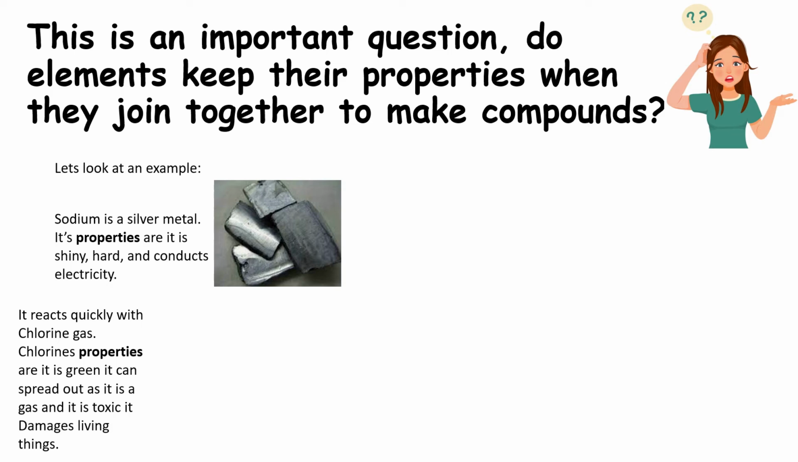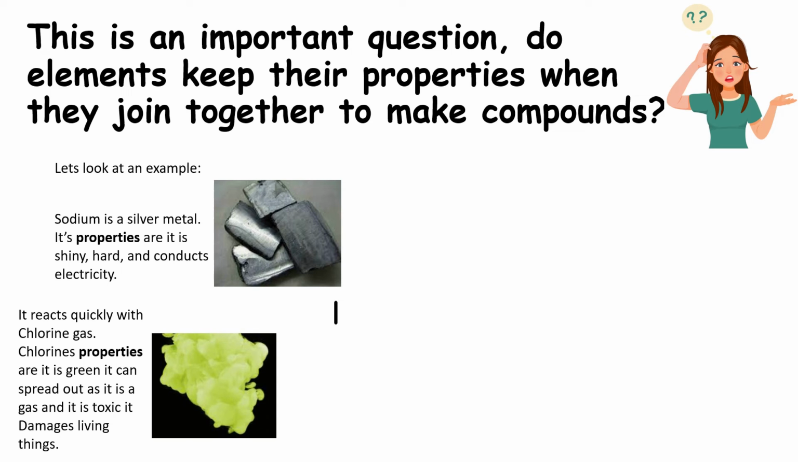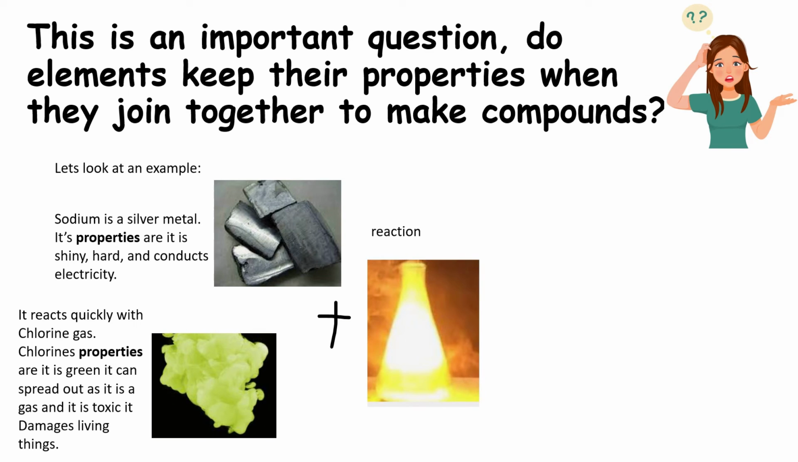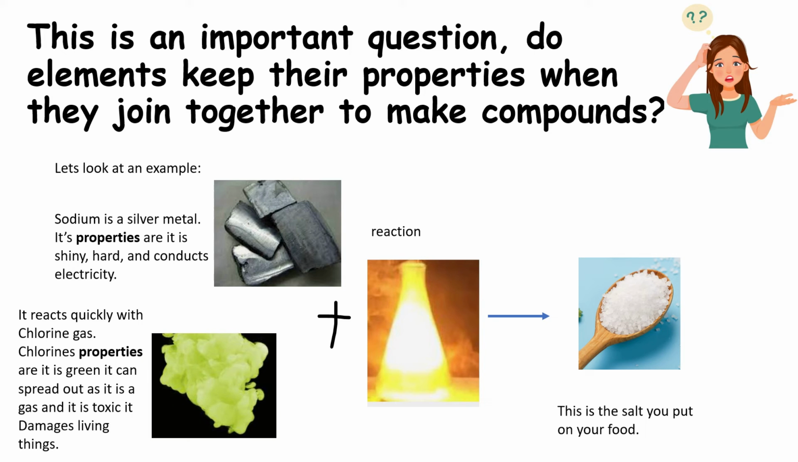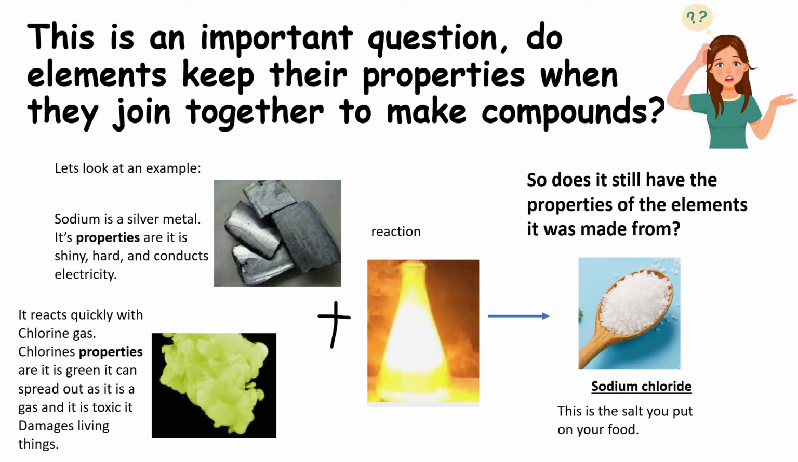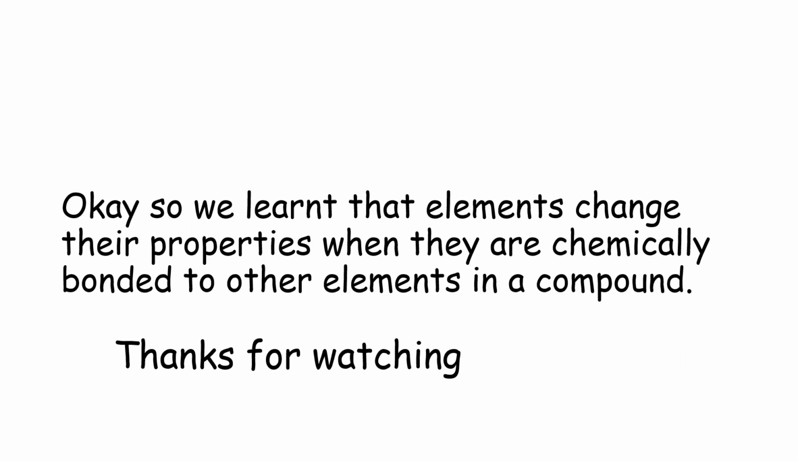But if we join the sodium silver metal with the green chlorine gas in an exothermic heat producing chemical reaction, we make a white crystalline solid, table salt, otherwise known as sodium chloride, its scientific name. So does it still have the properties of the elements it was made from? And the answer is no. When elements become compounds, their properties change. So we learn that elements change their properties when they are chemically bonded to other elements in a compound.